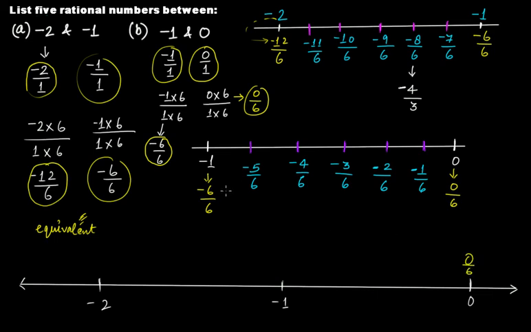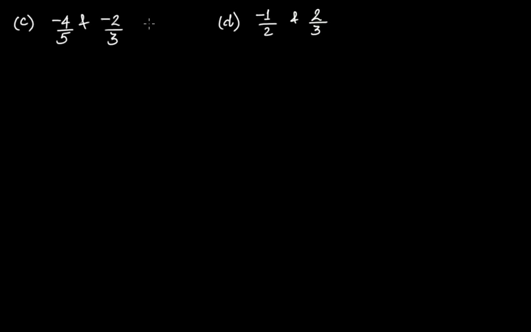For -1 you'll get -6 over 6. Can you see that here it is -6 over 6 and here also it is -6 over 6, same thing, right? And then -12 over 6. This is actually a number line, and whatever we have done here, exactly the same thing here. If you divide this into 6 parts and this into 6 parts, you'll get all these numbers only. Okay, now let's solve these two problems.